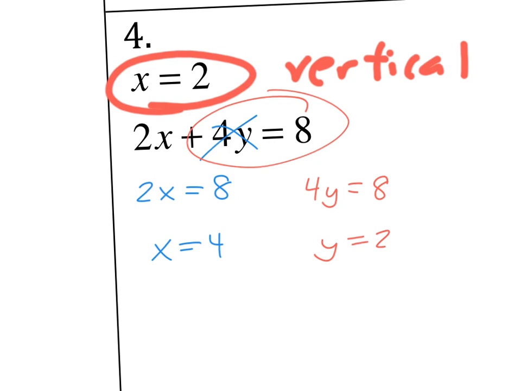Now clearly x is already 2, we know that, so it works there. When I plug a 2 here, I get 4. When I plug a 1 here, I get 4. So 4 plus 4 equals 8, and it does indeed work.